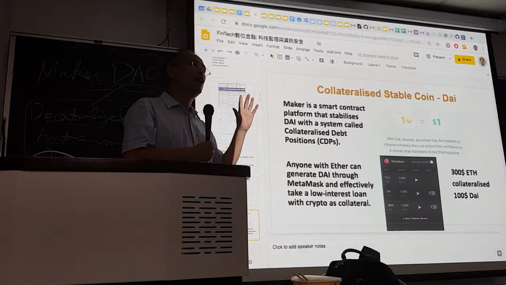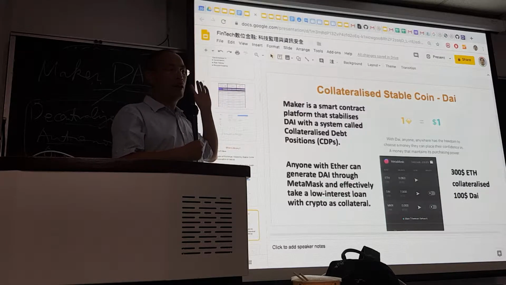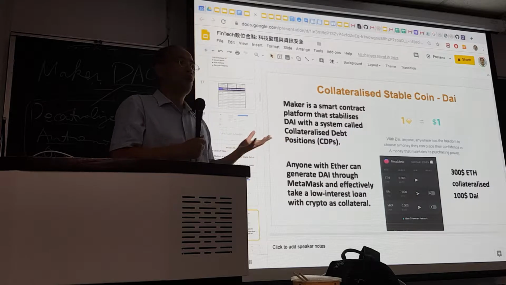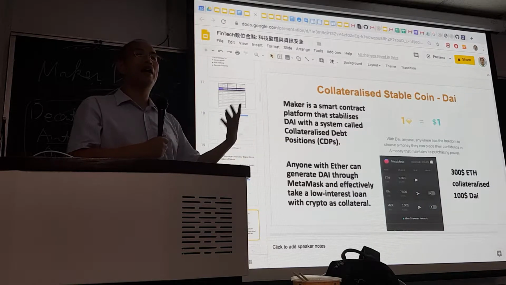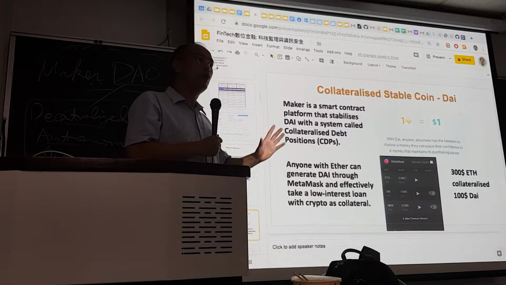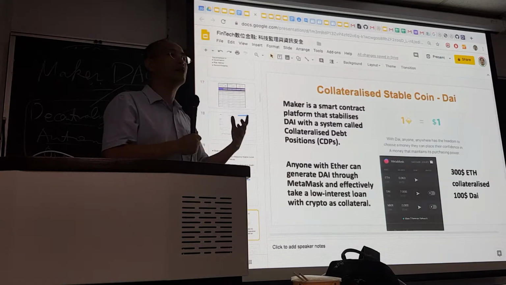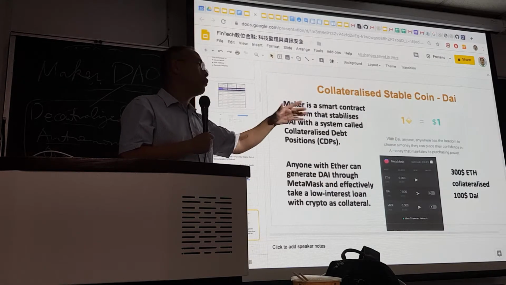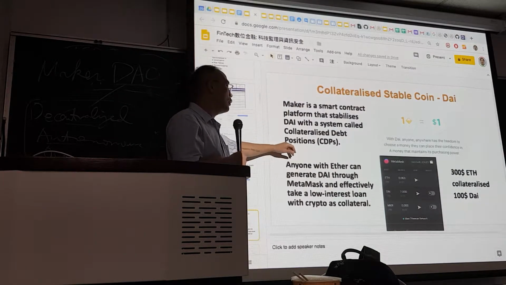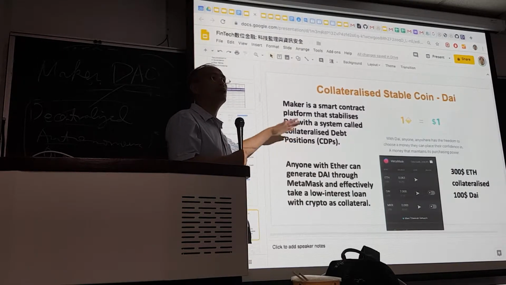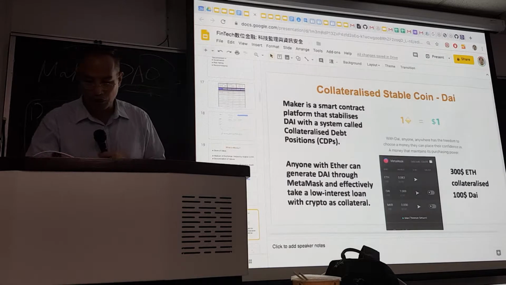So as long as the Ether price doesn't drop directly to zero, where those smart contracts may not even have a chance to sell those Ethers for you, otherwise you are pretty safe, because the smart contract will do this selling by monitoring the position. Let me show you the next slide.